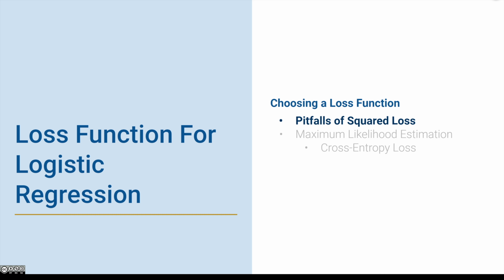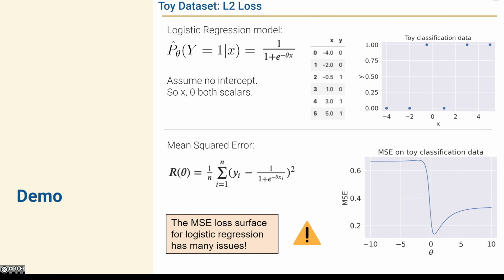Pitfalls of squared loss. All right, we are going to play with this toy data set. I just have a small number of X values here, and they're mapped to either 0 or 1. And this is what I would like to fit. Because I have a very simple model, I only have one input, X. Let's actually assume no intercept. So really my model is just of this form, right? And I would like to find the best theta for this data.